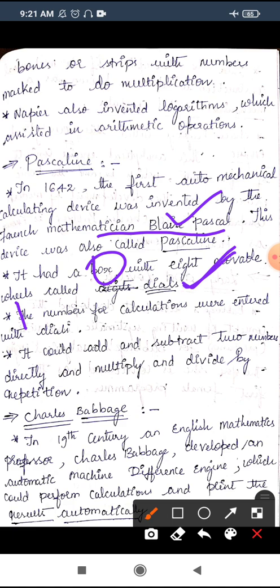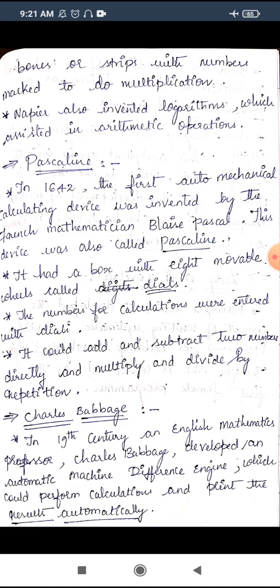So next in the history of computers, the next computer was invented by Charles Babbage. Around the 19th century, a French mathematician or professor called Charles Babbage developed an automatic mechanical difference engine.